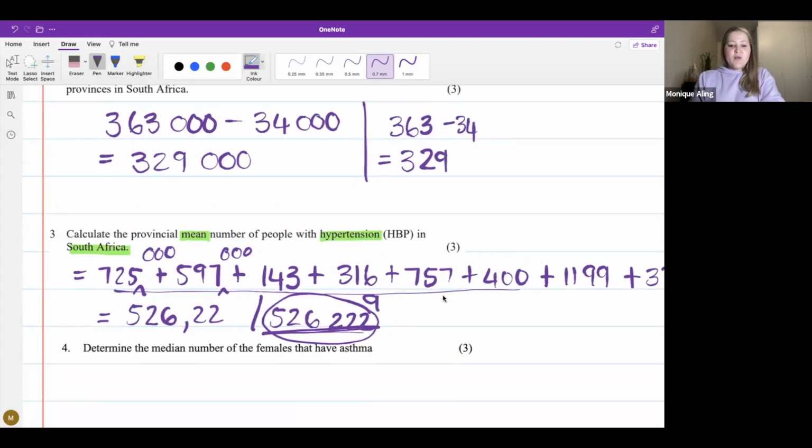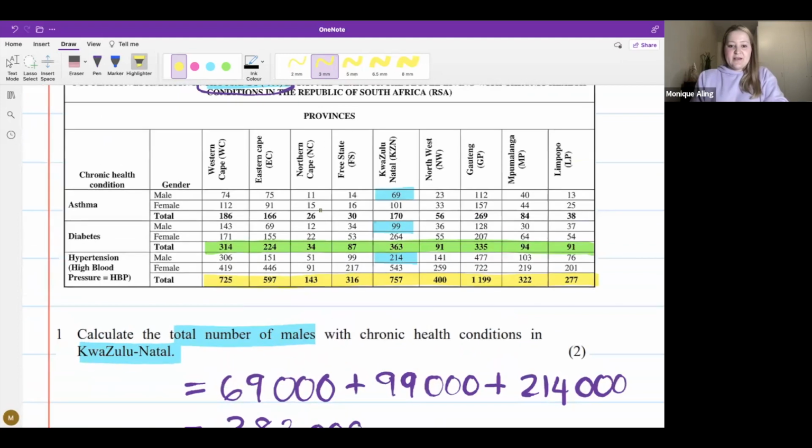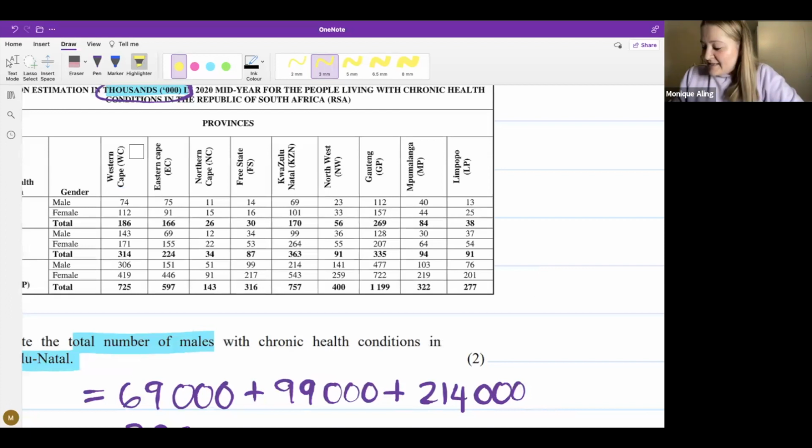Question 4. Determine the median number of females that have asthma. So keywords here, median number of females that have asthma. I'm just going to quickly take all these other colors away so it's not so confusing to see. We want the median number. I'm going to highlight in yellow females with asthma, so it's easy for you to see on your screens.